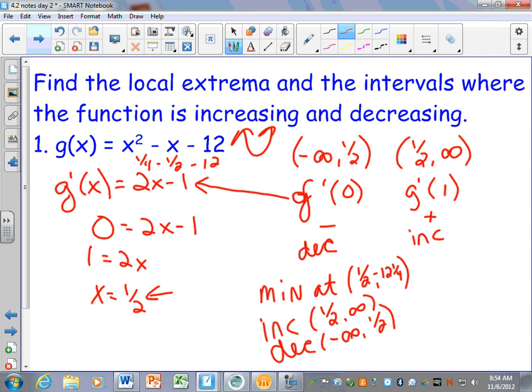No, you have to put negative infinity first, because it's smaller than 1/2. And the smaller number always goes first, right?